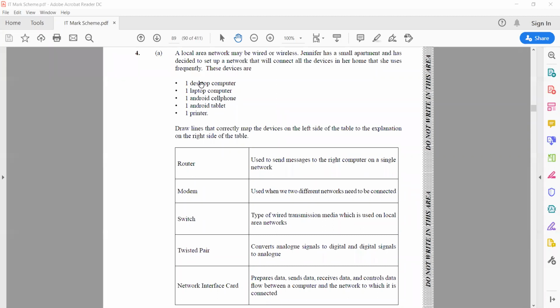Local area network, maybe wired or wireless. Jennifer has a small apartment and has decided to set up a network that will connect all the devices in her home that she uses frequently. Devices are desktop computer, laptop computer, Android cell phone, Android tablets, and a printer. And what you have to do is identify the devices on the left with the description. All right, so I want you all to have a look at this and you could type your answers in the chat.